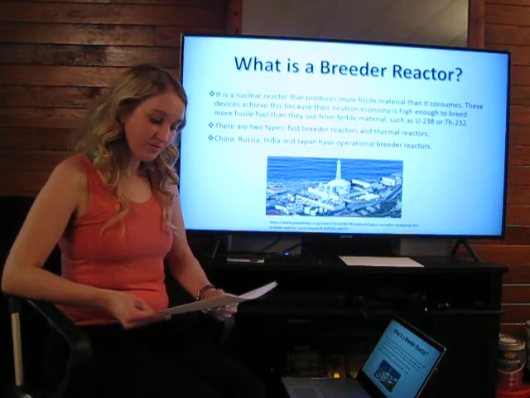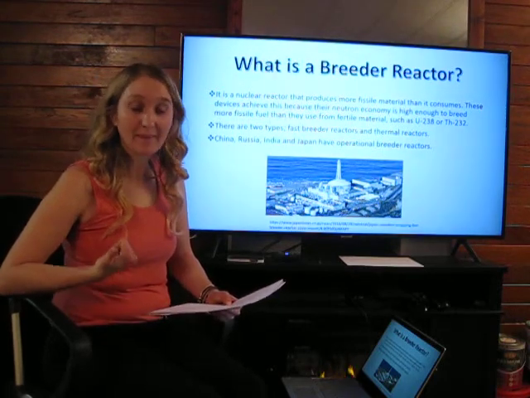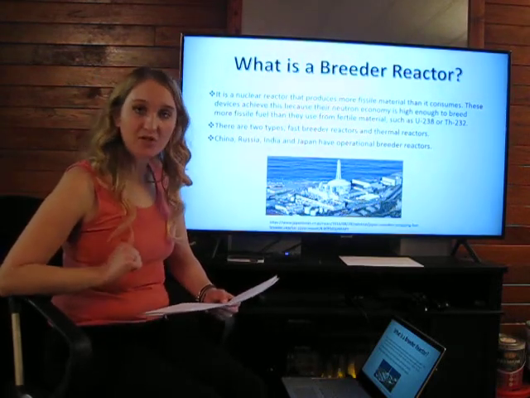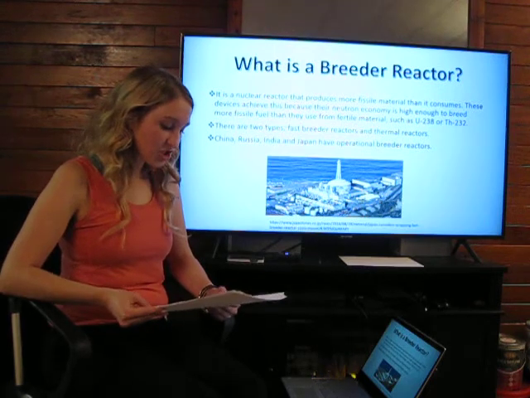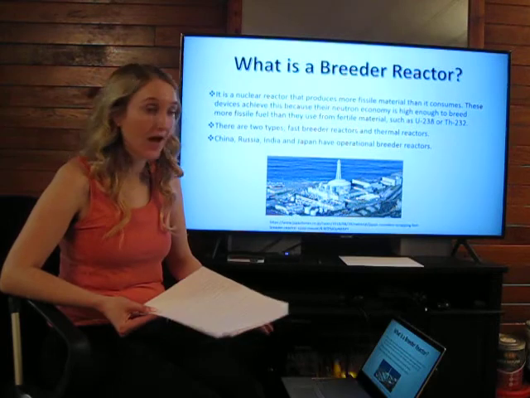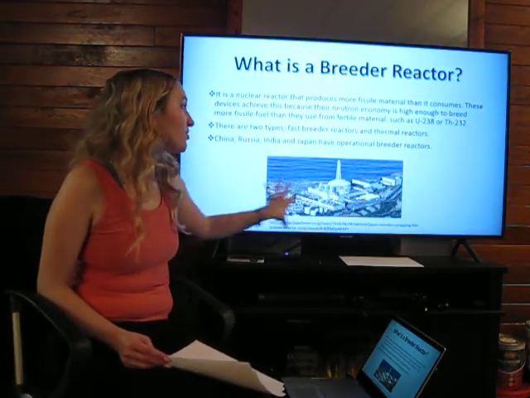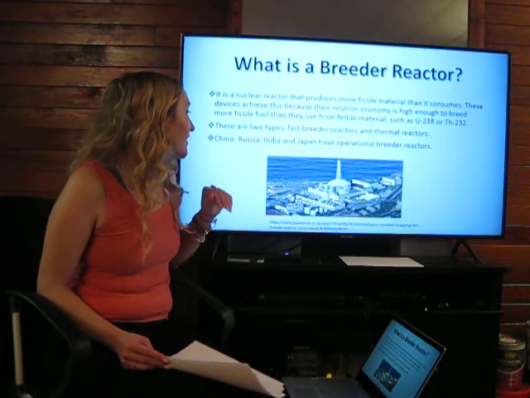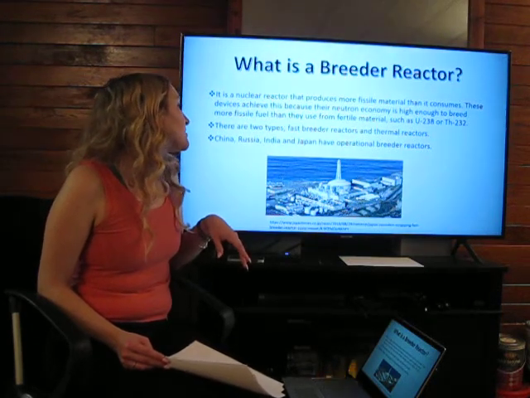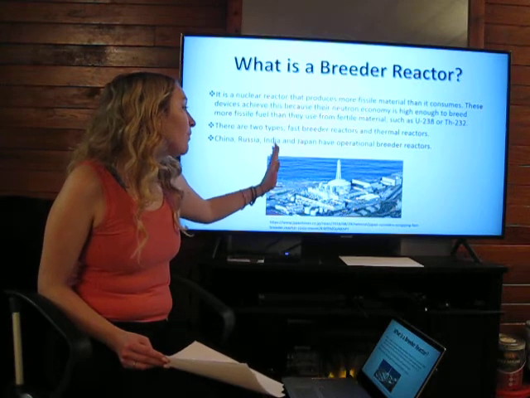There are two types of breeder reactors. There's a fast breeder reactor, which is the one that we're going to talk mainly about, and there's also a thermal reactor. So currently, China, Russia, India, and Japan have operational breeder reactors. So this is just an example of a reactor that is located in Japan, and it's right by a body of water.